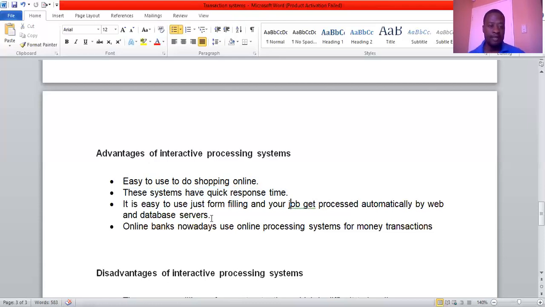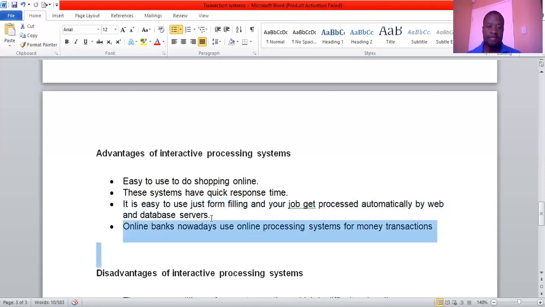The third one is that it's easy to use. I think this is what I said in the first bullet. It's easy to use, just form filling, and your job gets processed automatically by web and database servers. It's so similar to the first one.